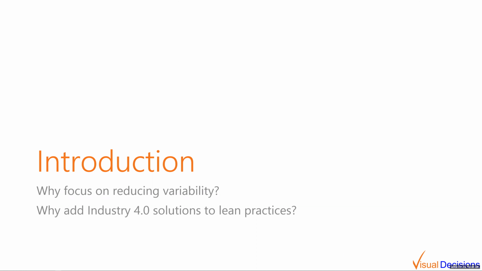So the goal for today is to explore how to reduce variability using Industry 4.0. To get there, we will first discuss why we should worry about reducing variability in the first place. Then we will also dive into why we should add Industry 4.0 solutions to existing lean or operational excellence practices. After all, those practices already exist within companies largely to address these sources of variation. So we will cover how they can be supercharged with the smart factory capabilities.